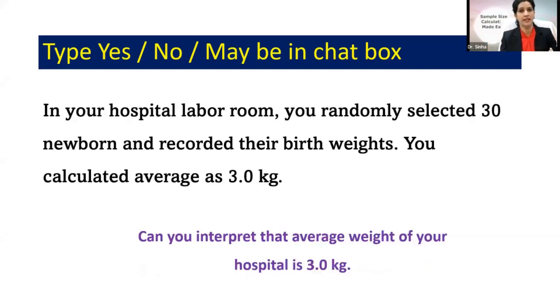Now see the second question. In the hospital labor room, you selected 30 newborns, recorded their birth weight, and calculated the average as 3 kg. Can you interpret that the average birth weight in the hospital is 3 kg? Maybe. Again, your answer is maybe.